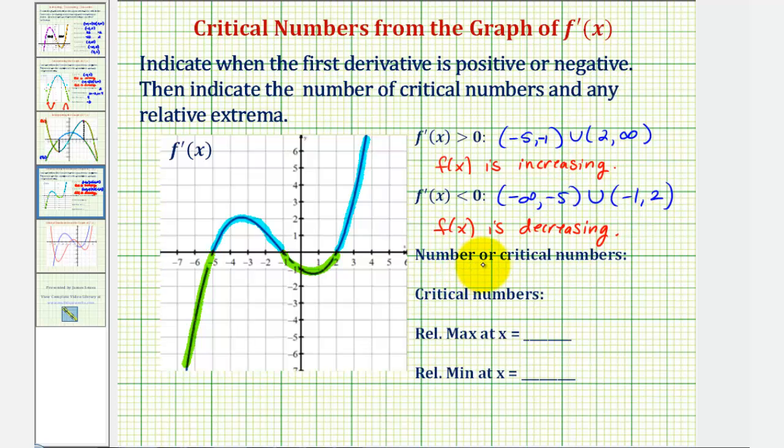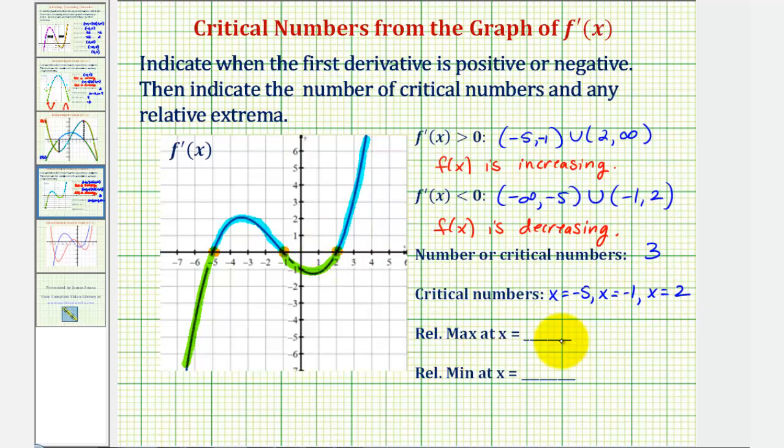Next, we're asked to find the number of critical numbers. Critical numbers occur where the first derivative is undefined or equal to 0. Well, we can see that the first derivative is a polynomial function, so it's never undefined, but it is equal to 0 here at x equals -5, here at x equals -1, and here at x equals +2. So there are three critical numbers, and they are x equals, again, -5, x equals -1, and x equals +2.